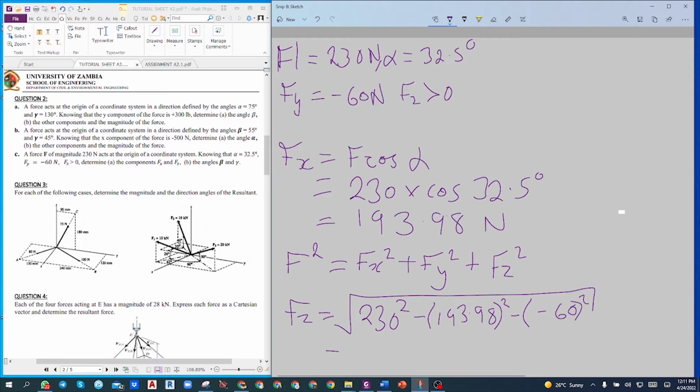Computing my Fz, 108.03. Here, so this is 108.04. Okay. So at least we have solved for the first part. We have Fx, we have this one, answer. Fz, we have this one. This is our answer.